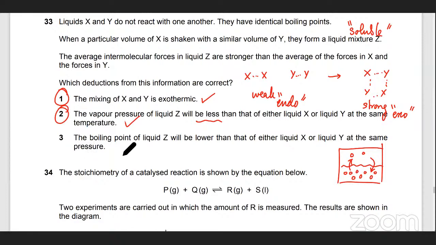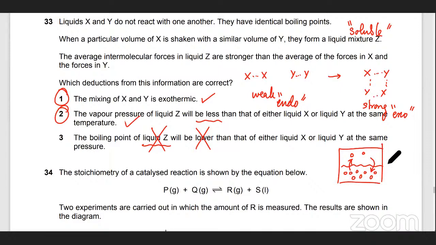Okay. The last one is the boiling point of liquid Z will be lower than that of either. Now, liquid Z has higher intermolecular forces, so it's not going to be lower, it's going to be higher actually. So the third one is incorrect. So is this clear? And remember, you're not going to get a lot of questions on vapor pressure. There are very few questions on vapor pressure, but remember what vapor pressure is. I'm just going to briefly give you an overview of what vapor pressure is. Hopefully you've got an idea of what vapor pressure was.